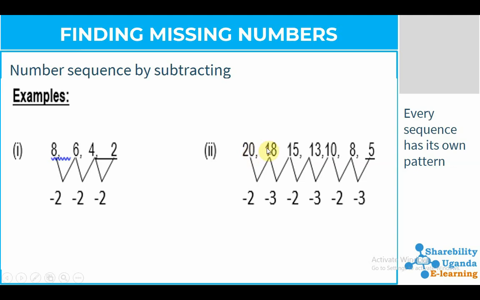So when we say 20 minus 18, we shall be able to get a 2. Then here we say our 18, which is given, minus 15. You get the answer as 3. So here you can see the first number and the second number, they used a difference of 2. The third number, they used a difference of 3.